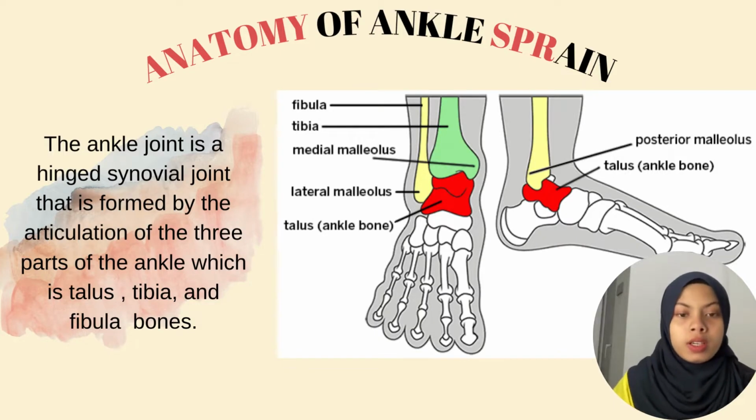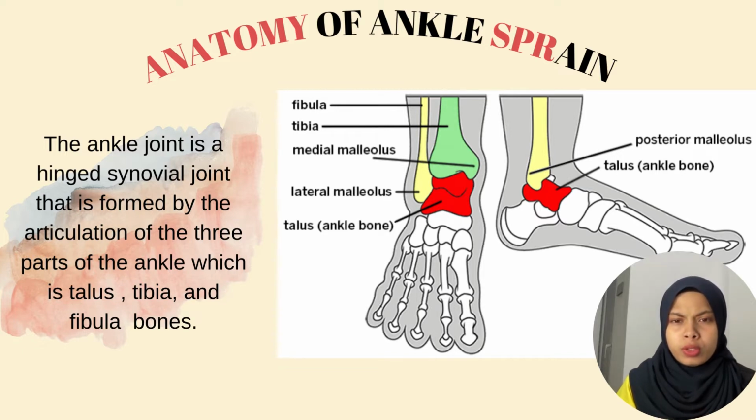Next, we are going to the anatomy of the ankle sprain. Anatomy of ankle sprain is usually that of an inversion type twist of the foot followed by pain and swelling. The most commonly injured site is the lateral ankle complex, which is composed of the anterior talofibular, calcaneofibular, and also posterior talofibular ligaments.